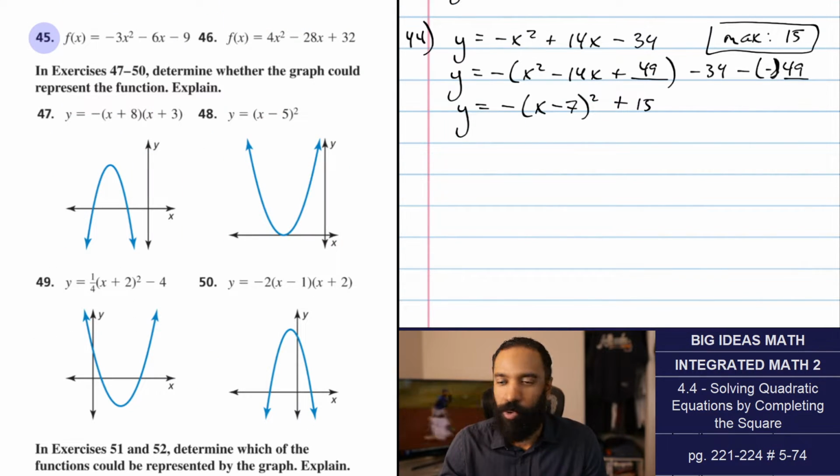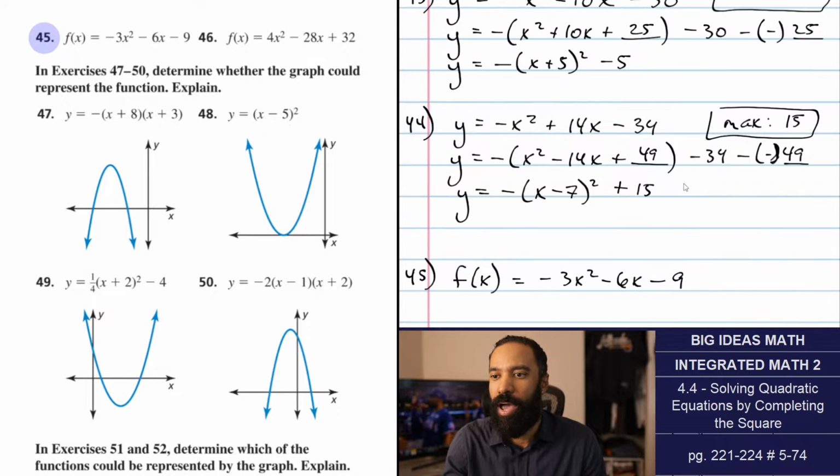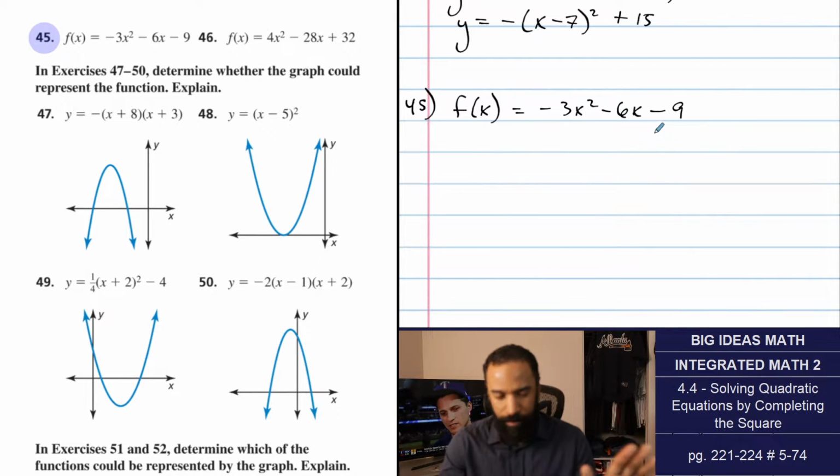Turn this page, we got 2 more of these. Number 45, we got f of x. Going from y to f of x, that doesn't change anything. f of x equals negative 3x squared minus 6x minus 9. Now, I don't know how many other problems had. They didn't. I can't divide everything by -3.